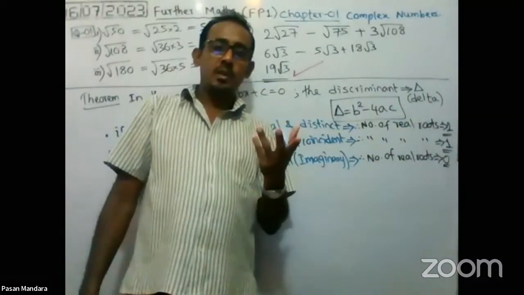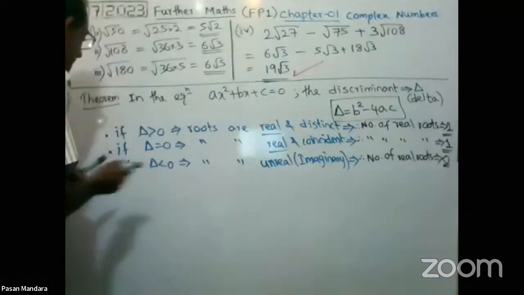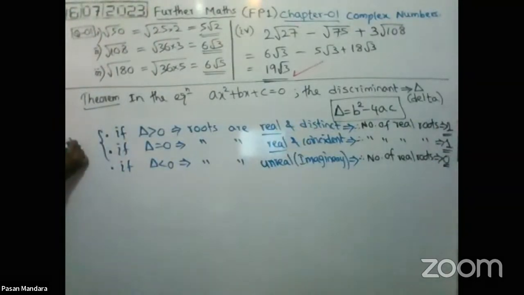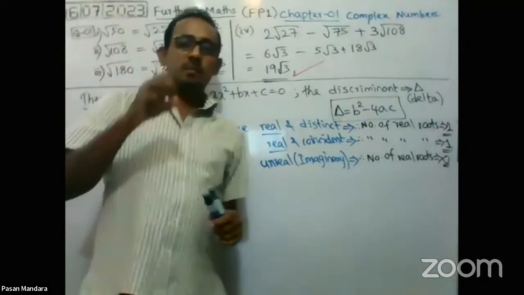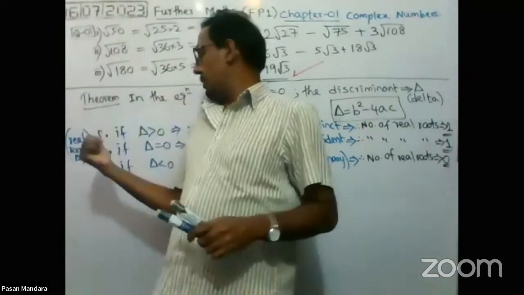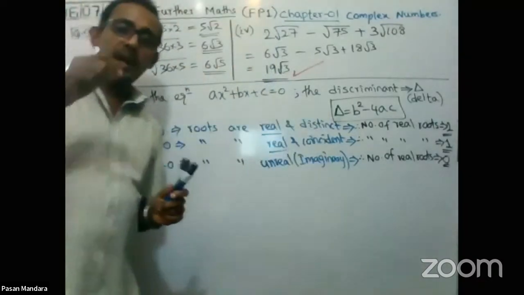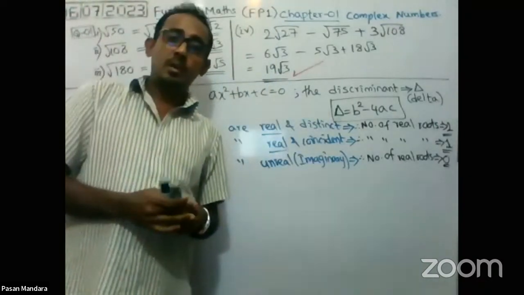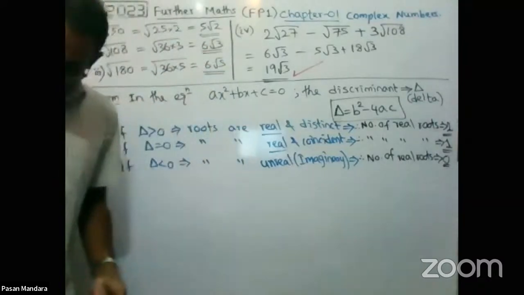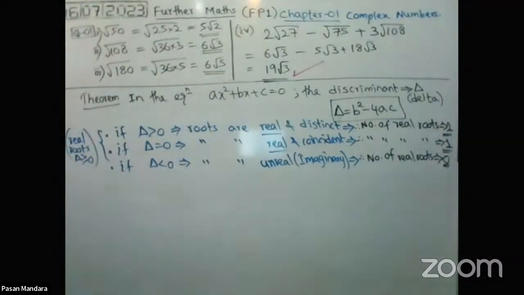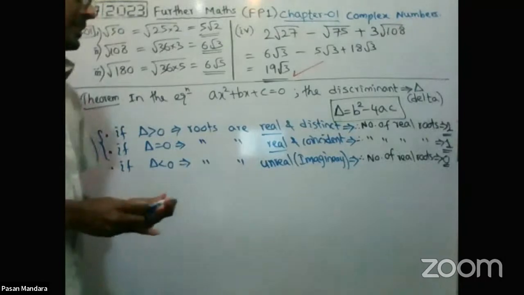Nature of roots, they can be real, these both real. To get real roots, delta can be greater than or equal to 0, both. Real and distinct only greater than 0. Real and coincident only equal to 0. Imaginary roots, delta less than 0. So those are the theories.